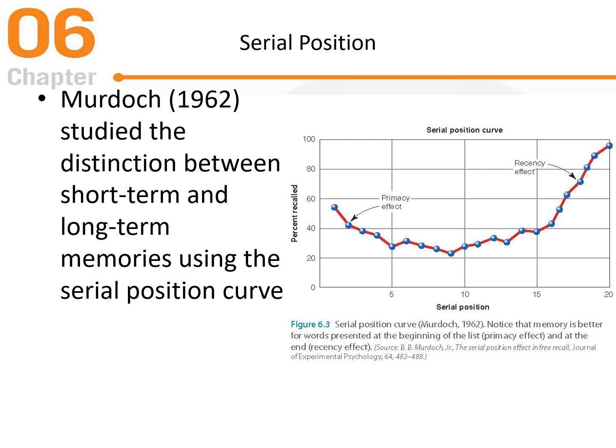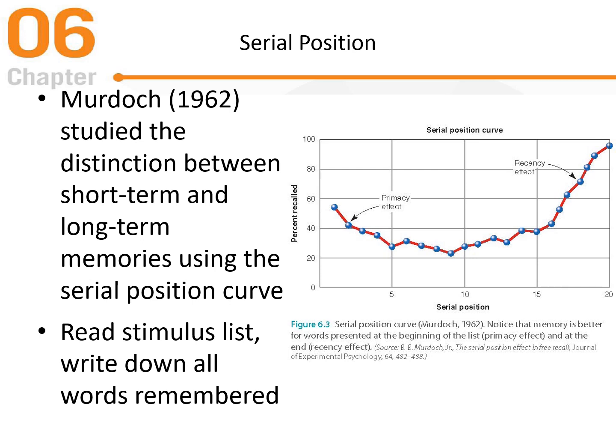Now here we're taking a look at the distinction between short-term and long-term memory using a serial position curve. And this was done by Murdock in 1962. And in this task, they had participants read a stimulus list and then write down all the words that they could remember. And what they found was two separate effects here.